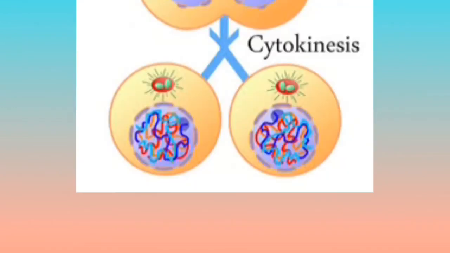divided into two. Cytokinesis. The division of the cell cytoplasm is termed as cytokinesis. It starts before the anaphase stage and ends just after telophase.